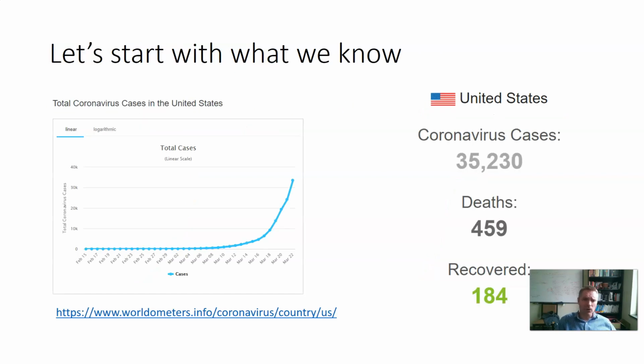Let's start with what we know. As of March 23rd, this data comes from Worldometers, there are 35,000 cases in the US. We've had 459 deaths and 184 people have recovered. And if we look at the graphs, we see that they really start to take off only about 12 days ago, and they're just skyrocketing now.